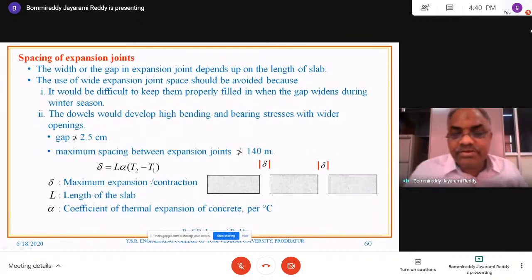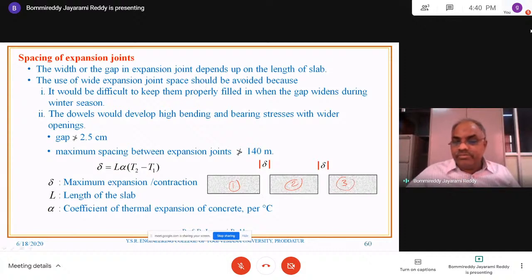Now, spacing of the expansion joints. This is panel 1, panel 2 and panel 3 etc. slab panels, and we are allowing a gap of delta in between the various panels for expansion and contraction of the joints, so that the stresses may not develop in the panel. So delta is the width. So we should use a considerable magnitude. It should not be too low and it should not be too high.